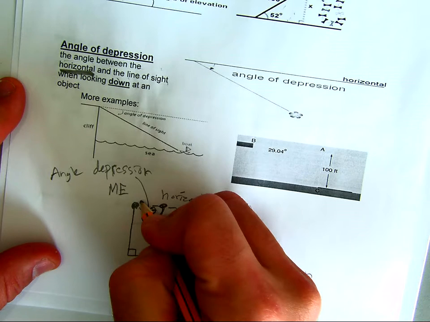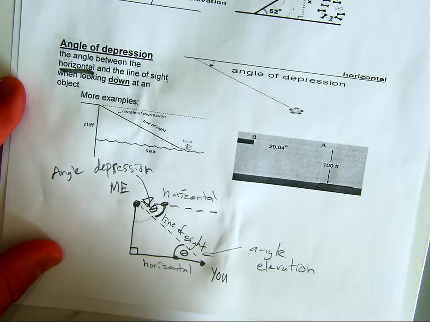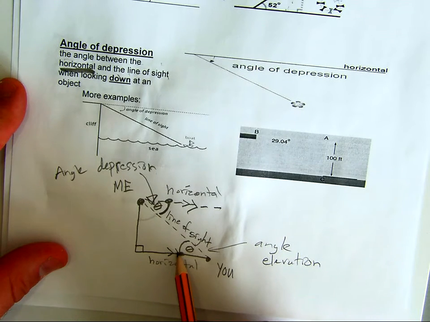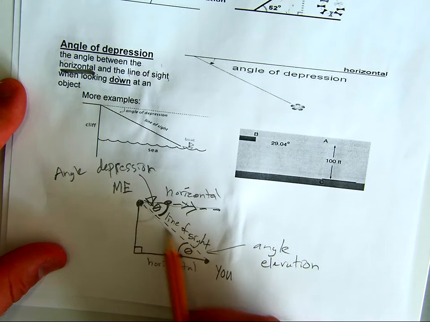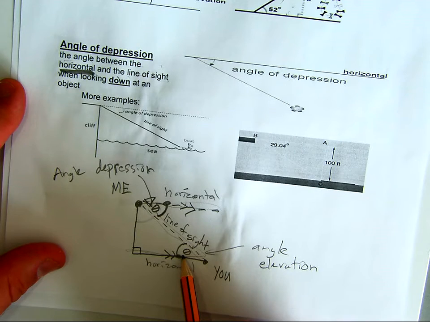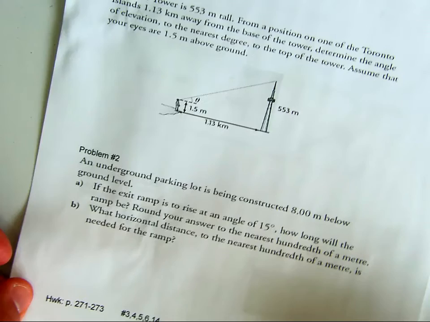Right there. Okay? And why do these two things have the same definition? They have the same definition because they are the same. This horizontal is parallel. This is a Z pattern. And we know that the internal angles of a Z pattern are equal. Okay? So let's take a look at a couple of examples.